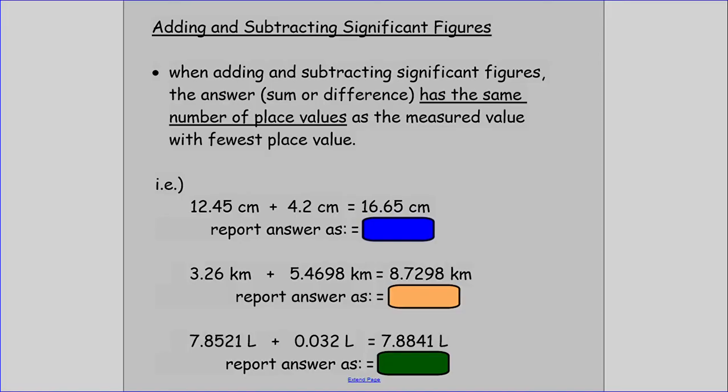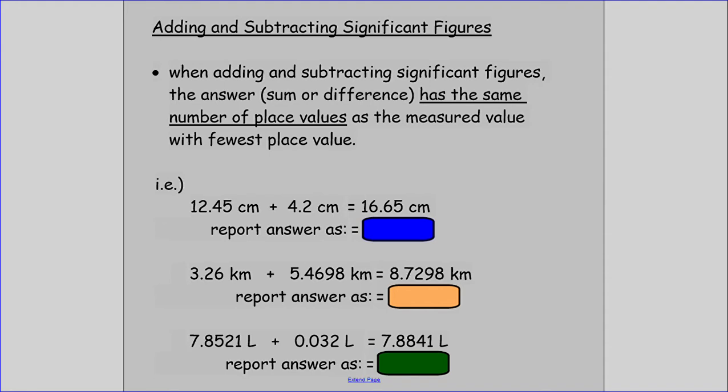Alright, so a couple other little rules now. We're going to start to get into adding and subtracting. So you can see for the first one, and then later we'll go into multiplication and division, but they do have slightly different rules. So when adding and subtracting significant figures, the answer, the sum or the difference, has the same number of place values as the measured value with the fewest place values. That sounds really confusing. Basically what it's looking for when you add or subtract is your least accurate number. So a number that has more decimal places in it is far more accurate than a number that is a whole number.